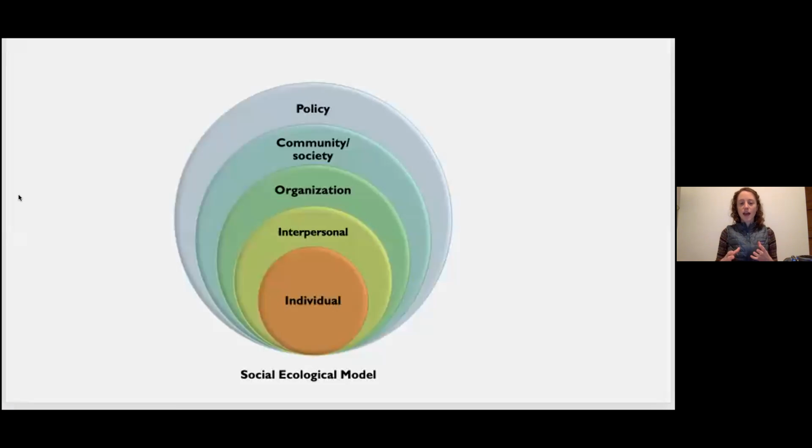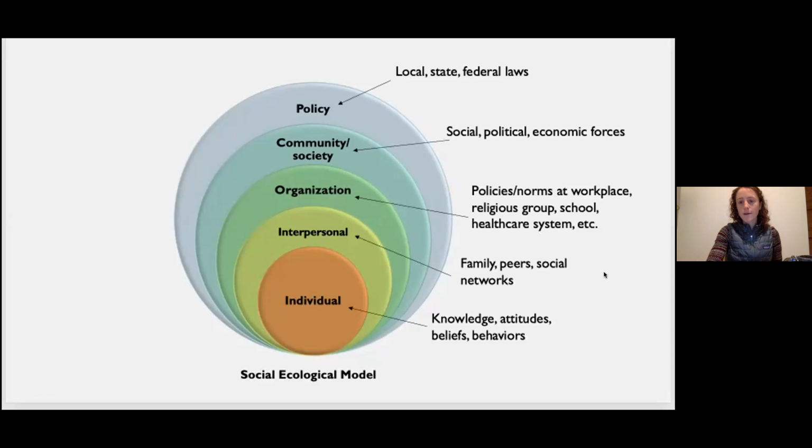One way to think about that is with this framework, which is called the social ecological model. It's a public health tool used to think about what influences someone's health. We are all individuals within interpersonal networks and organizations that exist within a larger community or society, and that community or society is shaped by policies and laws. To give some examples at each level: on the policy level, there are local, state, and federal laws. Communities have social, political, and economic forces that shape them. Organizations can be workplaces, religious groups, schools, and healthcare systems, and they have their own policies and norms. Interpersonal networks can be families, peers, and social networks.